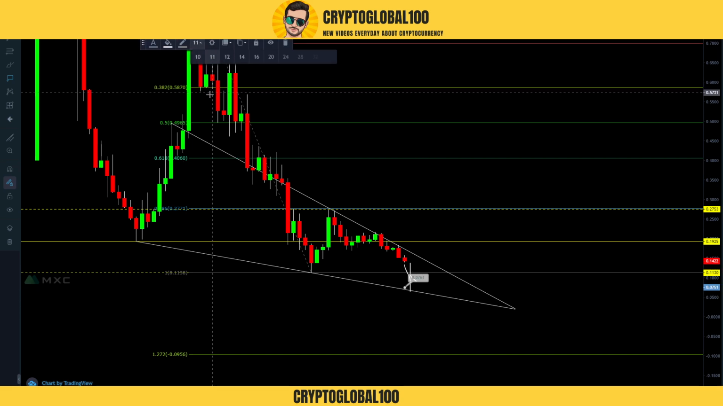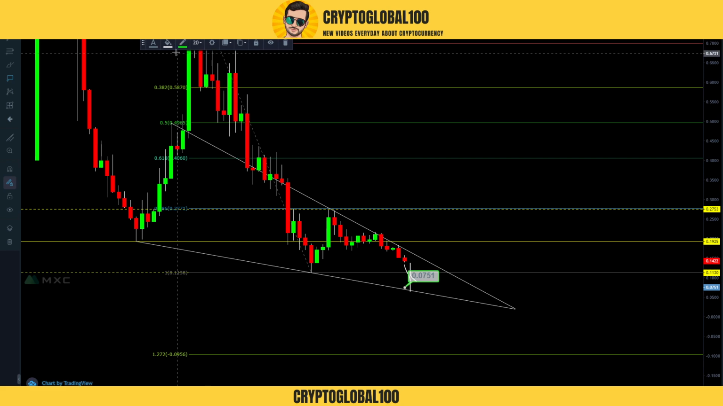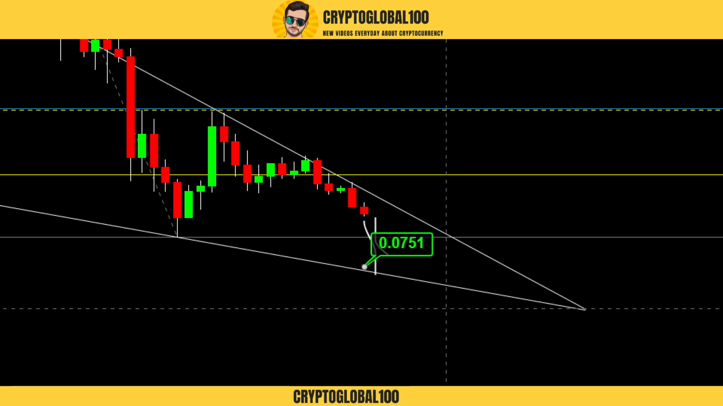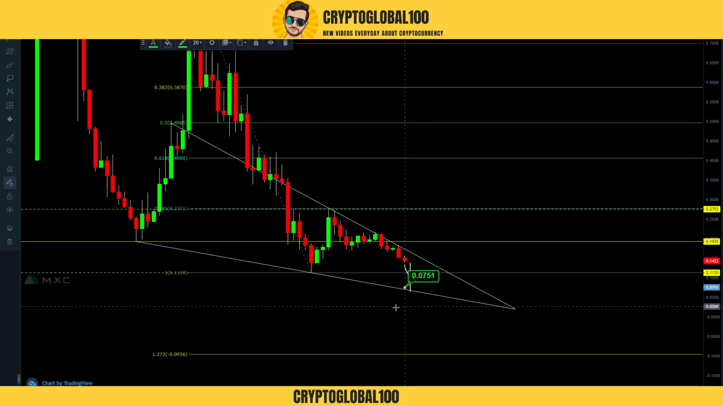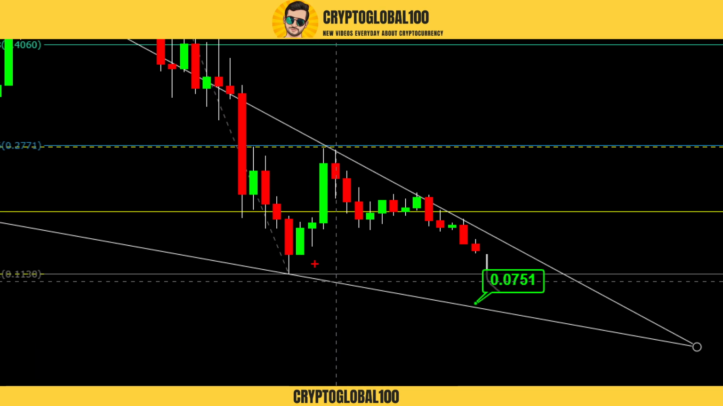Let me make it a larger one, a big one, so you guys can easily spot what I am making for you. See, the price can go down to 0.07. It can break down easily. It can break down the all-time low. This is the all-time low, guys.